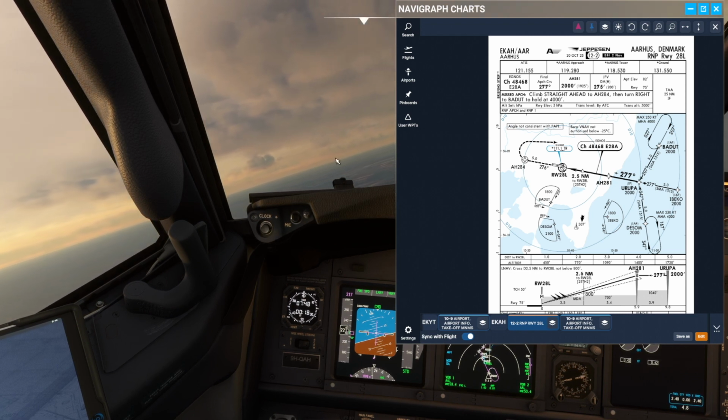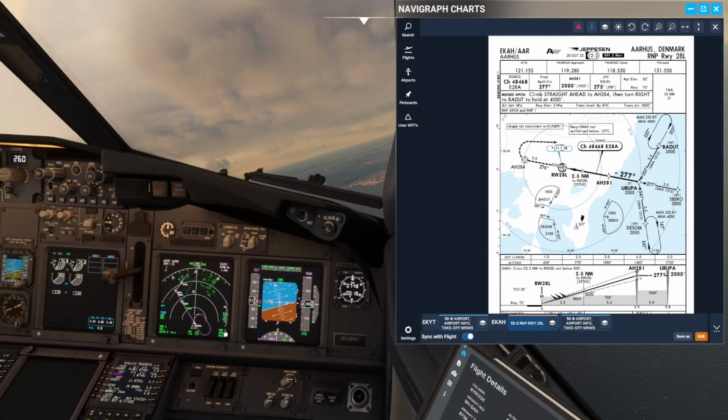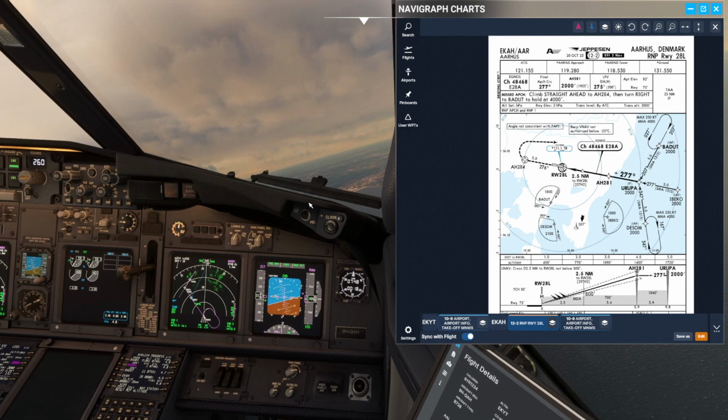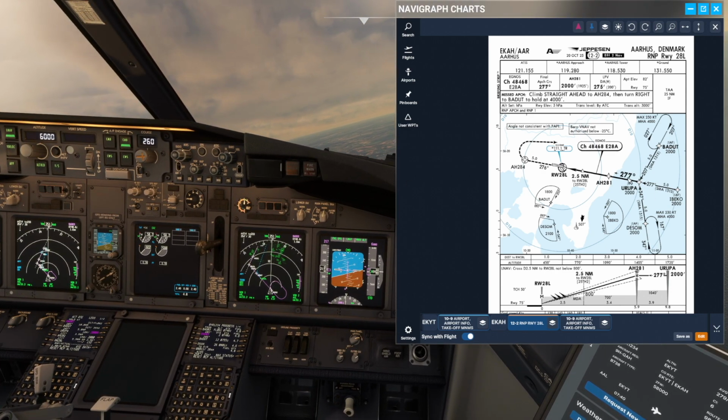The next thing we want to do is when we set it up, let's go to the pilot flying seat here. Now we're entering the hold here, just so we have some time and I can show you everything. We want to have a look at our final approach course, 277.